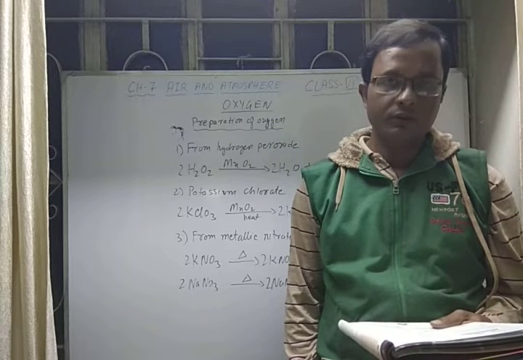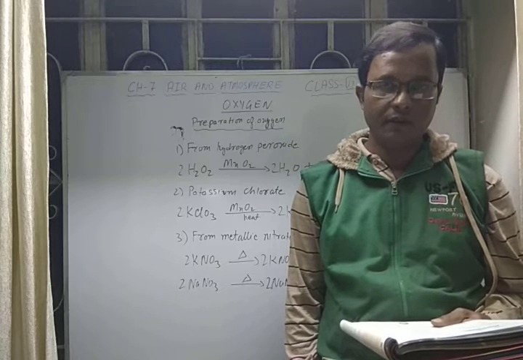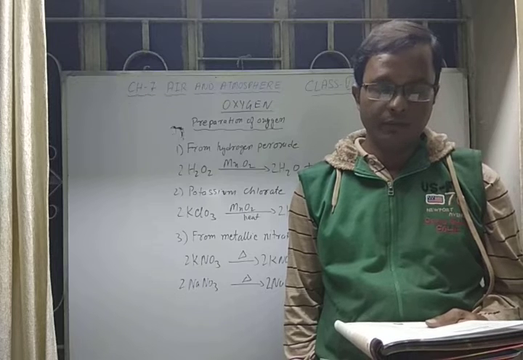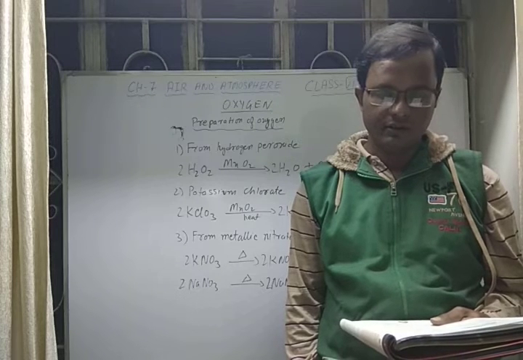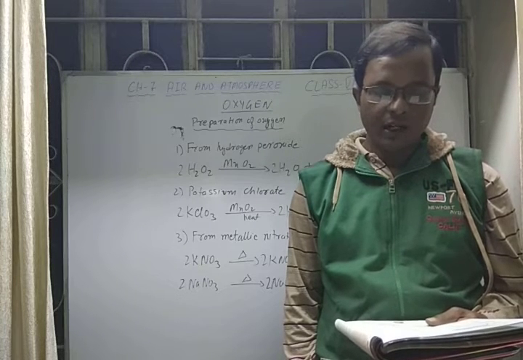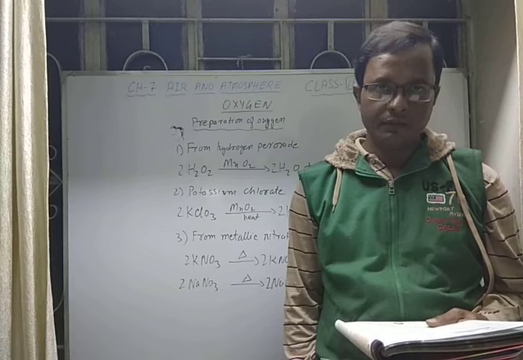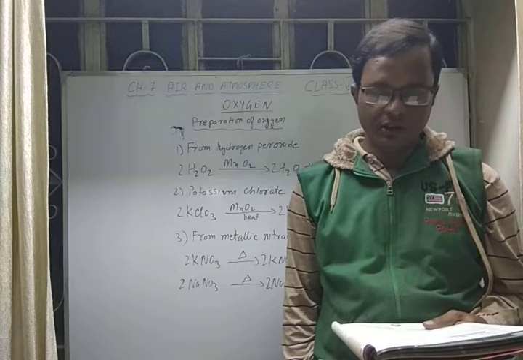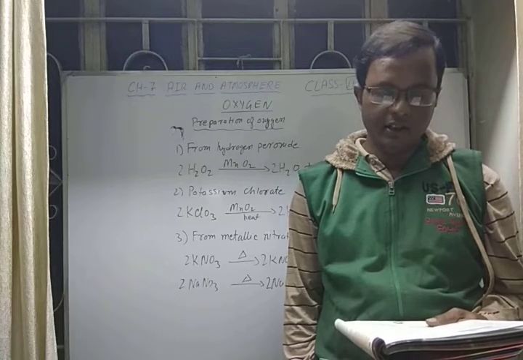So if you want to get liquid oxygen, you have to cool it to minus 180 degrees Celsius, and after liquefying, it freezes to form a solid at minus 218 degrees Celsius.